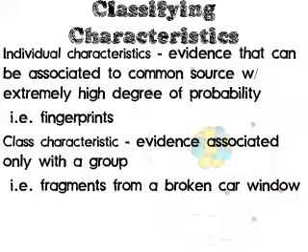Evidence that can be associated to a common source with an extremely high degree of probability, such as DNA and fingerprints, is said to possess individual characteristics. Class characteristics is when the evidence can only be associated with a group and never with a single source, such as tiny fragments from a broken car window.